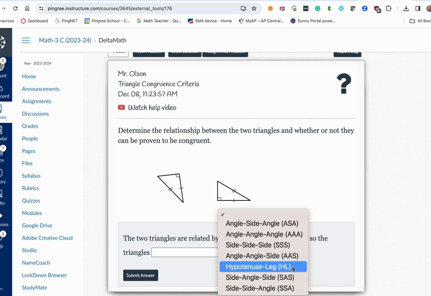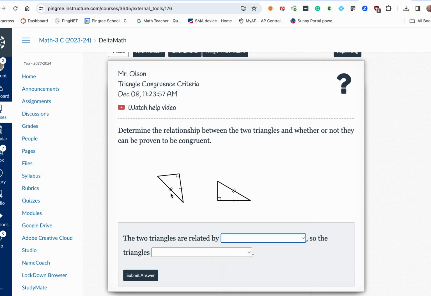We don't include this. I find that this is a little bit of a specialty category, so we don't have it in our reader, but you'll see it in Delta Math, and I just want you to know how to handle that. If you notice this picture up here, if you mark this, that's a side, and that's a side, and this angle over here is not the included one. So this is the triangle that it would be side angle that we don't like, with this one possible exception.